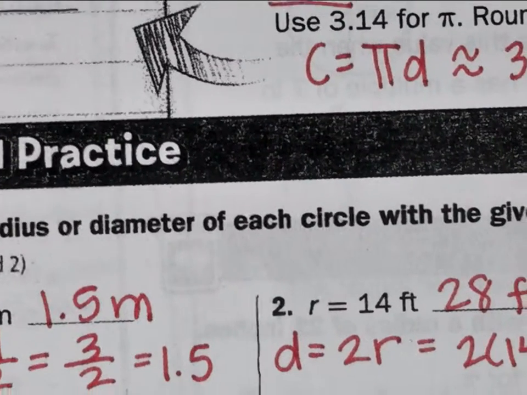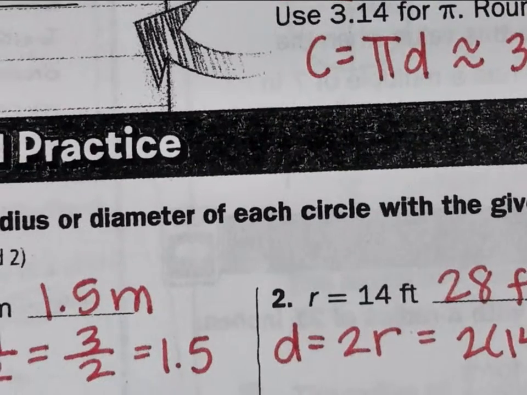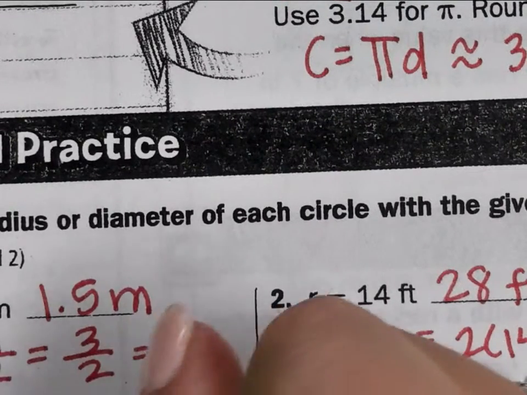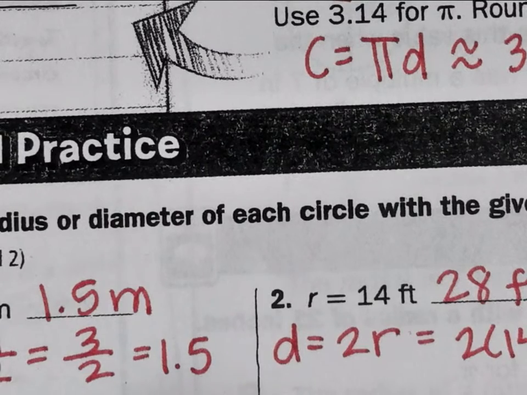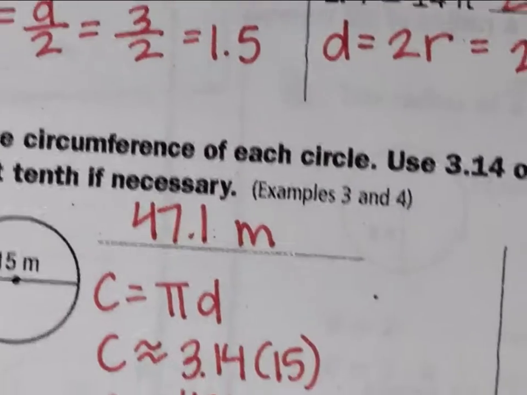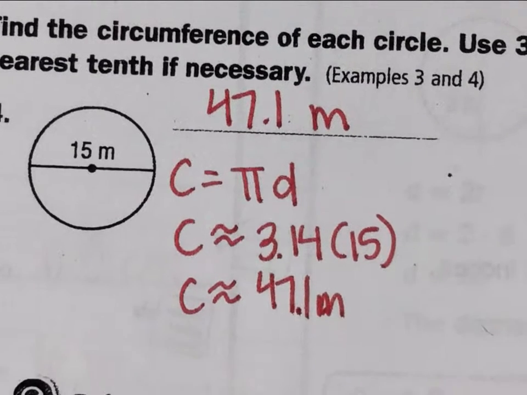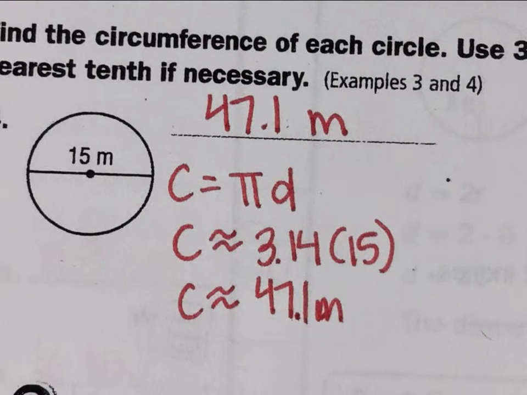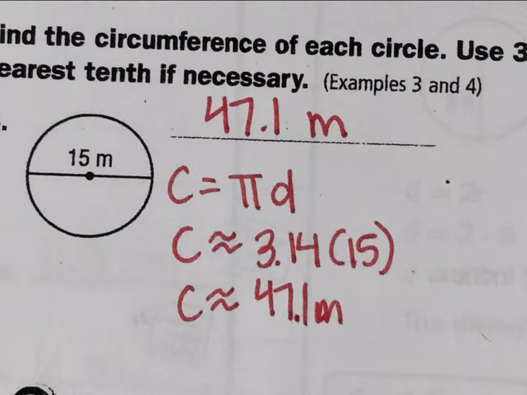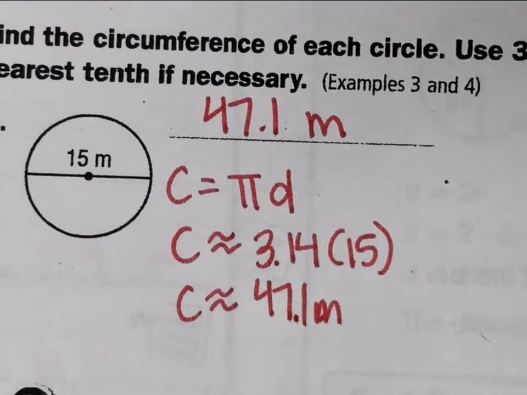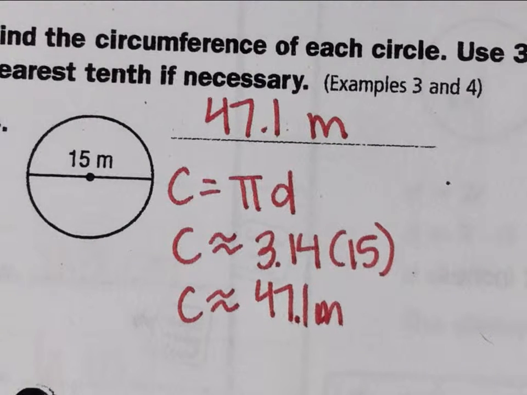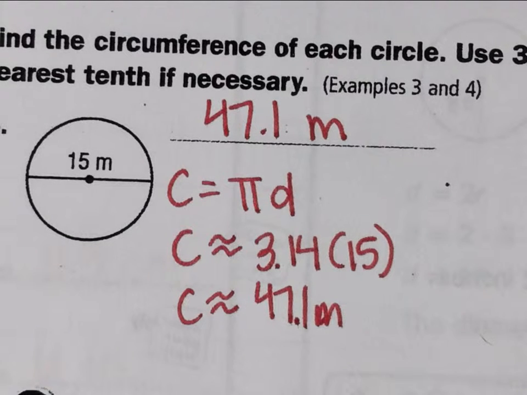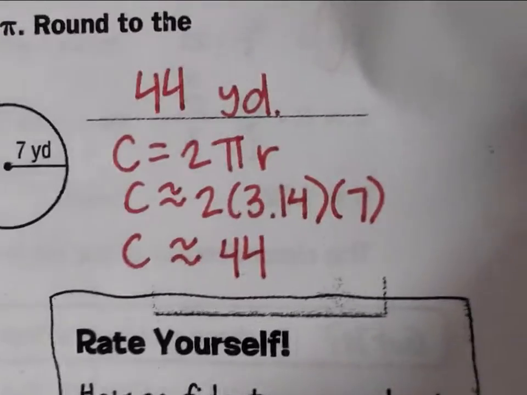What about number 4? You're finding the circumference. So you are using C equals pi times D because that's a diameter that they give you. So 47.1 meters. And what about number 5? 44. So to the nearest tenth, what is that? 44 yards. So your circumference is approximately 44 yards.